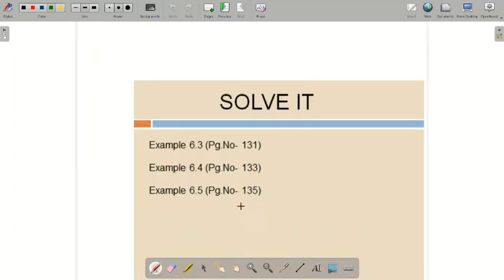After solving this, try these three problems. Take the Kurmi book, examples 6.3, 6.4, 6.5. Solve these three problems. In the next video, we will move to the next method, which is the relative velocity method.